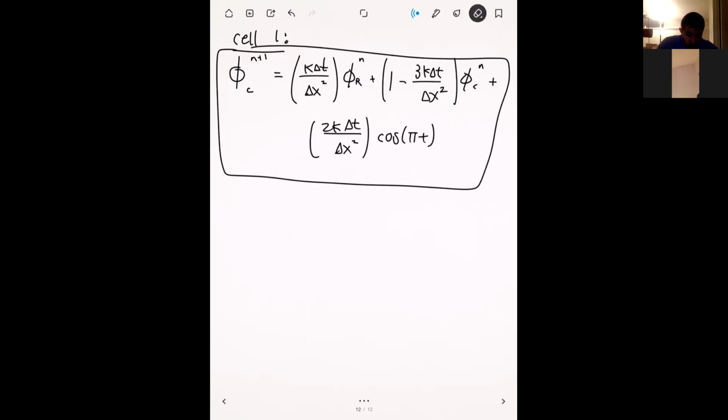And since we're on cell 1, instead of having just generic c's and r's, we can fill in the indices directly. So instead of phi sub c, we'll have phi 1. The right neighbor for cell 1 is cell 2. And then phi sub c again is cell 1. From here, you can plug in the values for k, delta t and delta x, then you can get your algebraic expression for this.